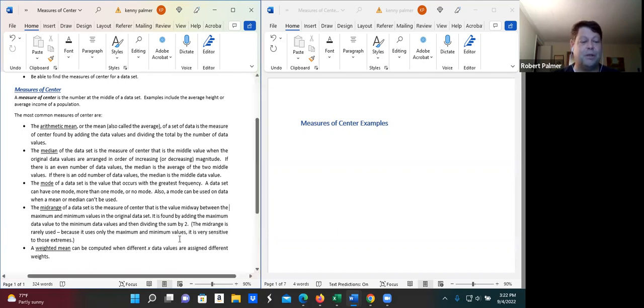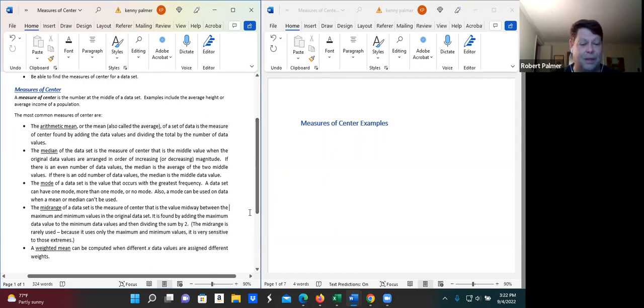As it says, it's rarely used because it's only based on those minimum and maximum values, so it's sensitive to the extremes. As long as you have the same highest and lowest value, you can change the data in the middle any way you want, and you still have the same mid-range. One advantage is it's easy to find, but the disadvantage is that it's not very useful because it only gives you information about the highest and lowest value.